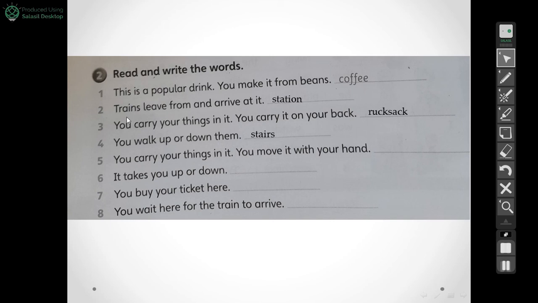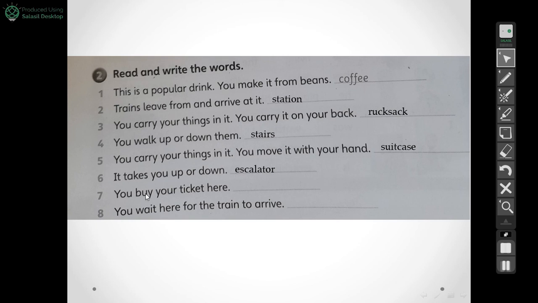Number four, you walk up or down them. Stairs. تمشي لأعلى أو أسفل. Yes, stairs, درج. Number five. You carry your things in it. You move it with your hand, تحمله with your hand. Suitcase. Number six. It takes you up or down, يأخذك لأعلى أو أسفل. Escalator.